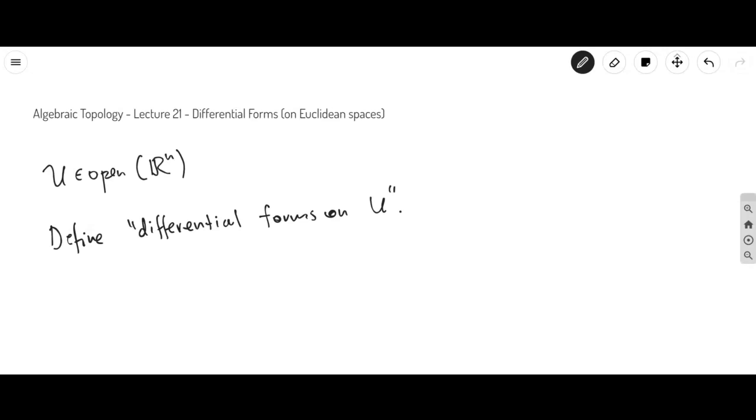And interestingly, there are different approaches to how one can define differential forms. One can say that there is an algebraic approach, where you basically define differential forms, I'll just write forms, as a bunch of symbols with certain rules.